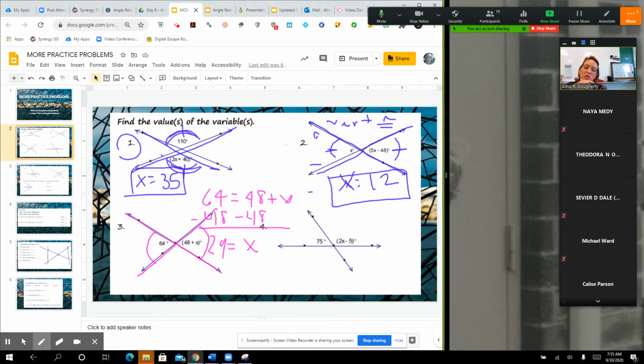I'm going to pause for a minute and let you guys catch up. Somewhere on your paper, vertical angles are always congruent, and make sure you draw a picture of your vertical angles.